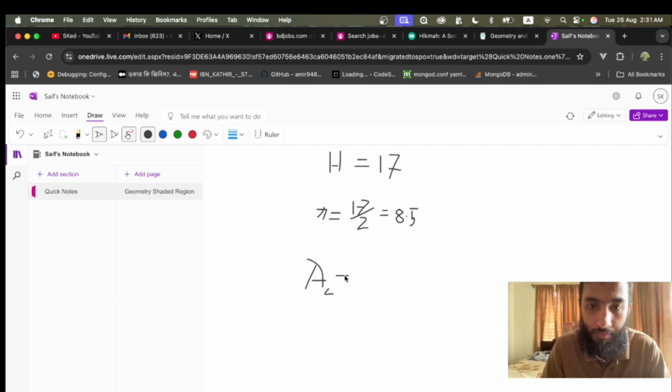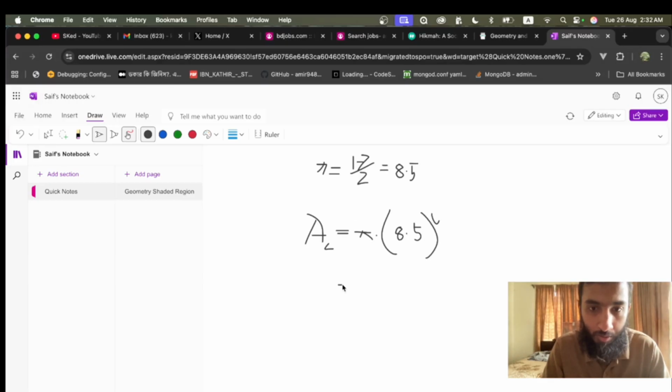So the area of the circle is pi into 8.5 square, which can also be written as 3.1416 multiplied by 8.5 square.